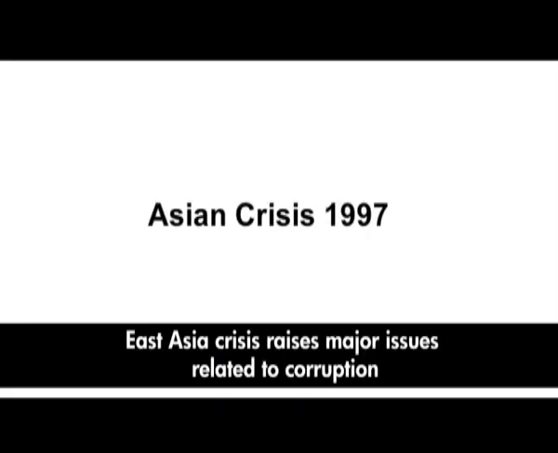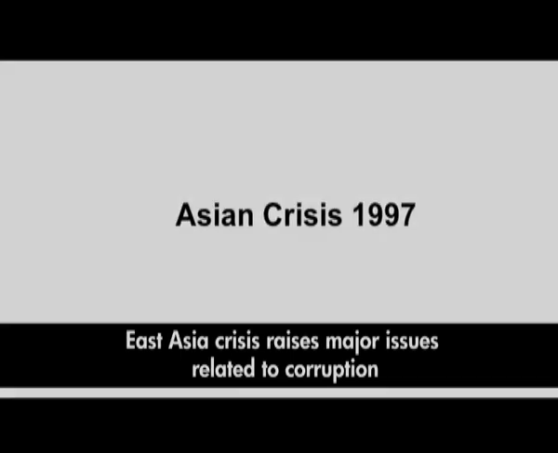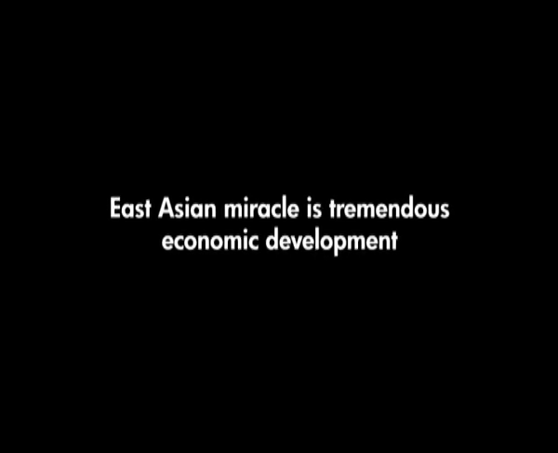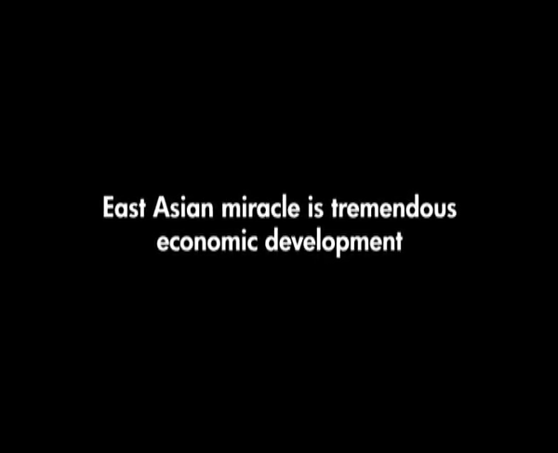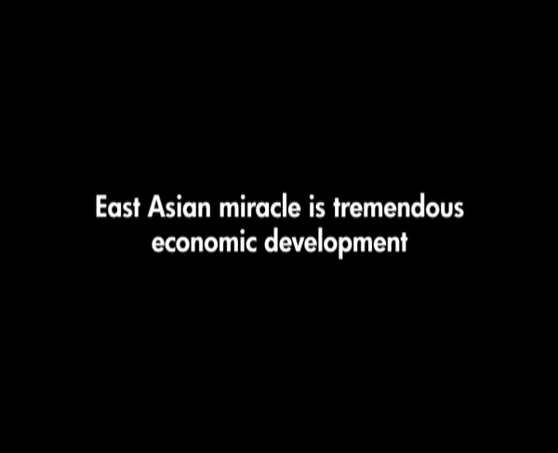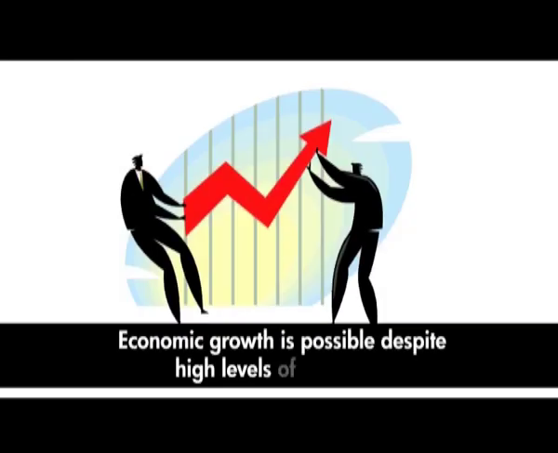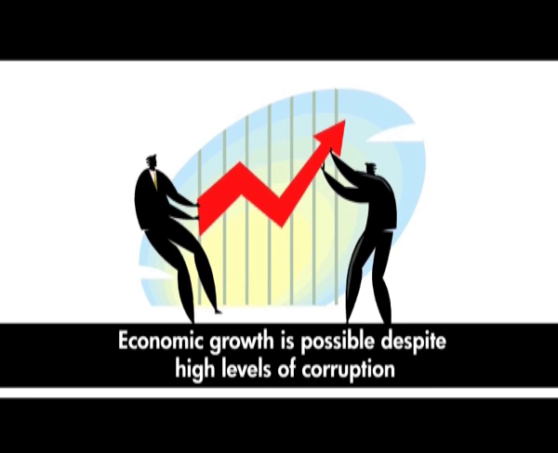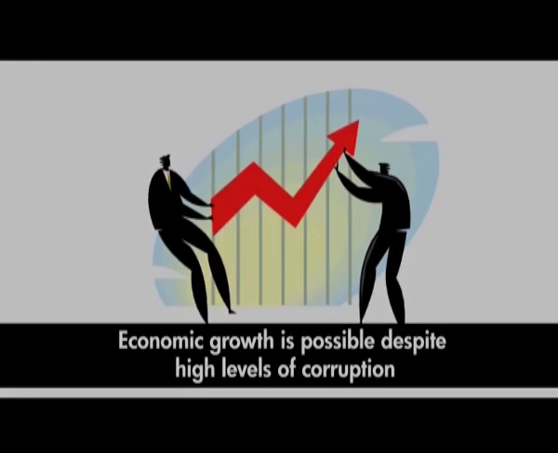The East Asia crisis of 1997 raises major issues related to corruption. Many experts attribute the crisis to the high levels of corruption in the regional economies. The relevant aspect of the East Asian miracle is the tremendous economic development that took place before the crisis. This proves that significant economic growth is possible despite high levels of corruption. The Indian economy has also picked up despite corruption, and today India is in the same league as China.